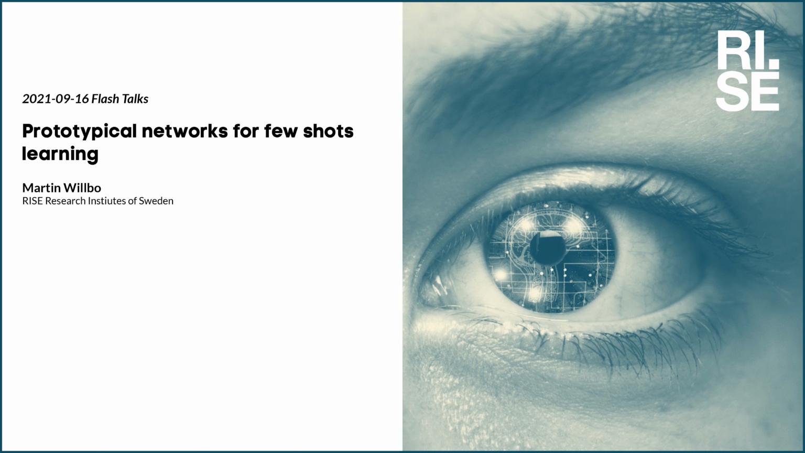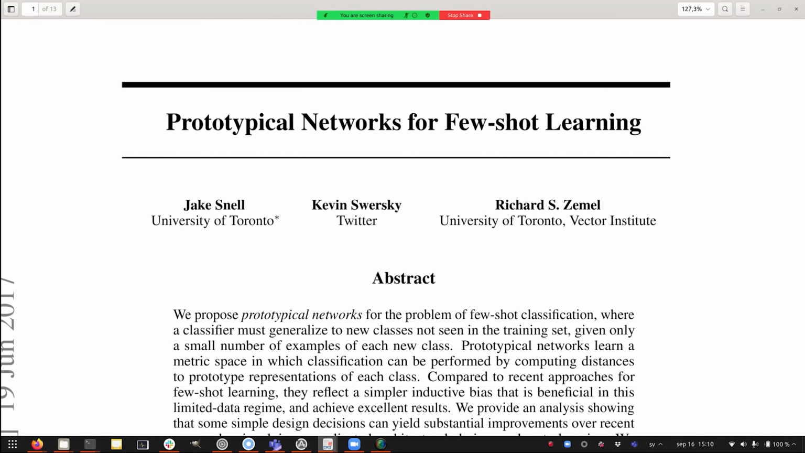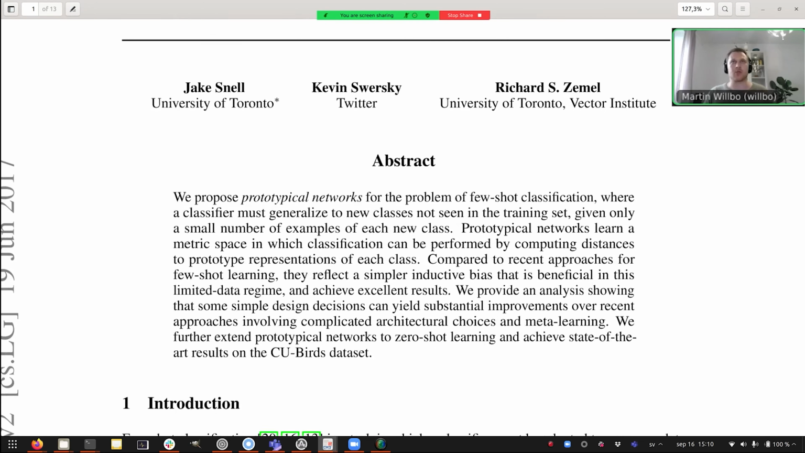I will give a brief talk on the paper Prototypical Networks for Few-shot Learning. I will begin by briefly explaining what few-shot learning is. In few-shot learning, the goal is to learn to learn, so to speak. We want to fit a model which at test time can generalize to previously unseen classes and correctly classify these, given just a limited set of examples of these classes during test time. These examples are usually called the support set.